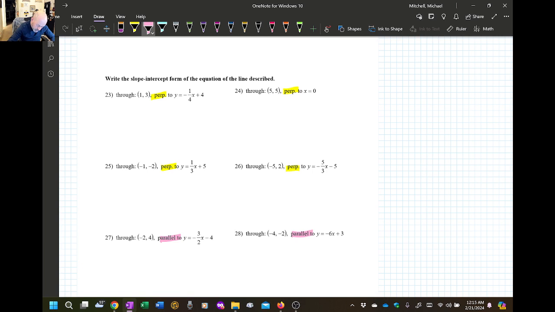This is a trick question here on number 24. Right there, equation x equals 0. Go back to numbers 1 to 4. What does an x equals look like? Vertical or horizontal? Remember, the horizontal and vertical are perpendicular to each other, so that's a little trick question there. But let's look at 23 here.